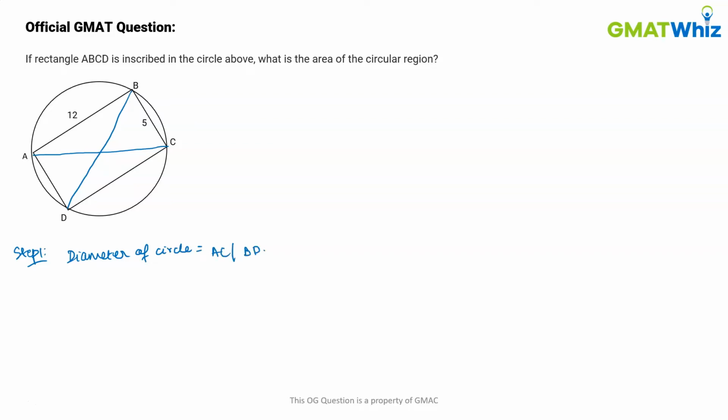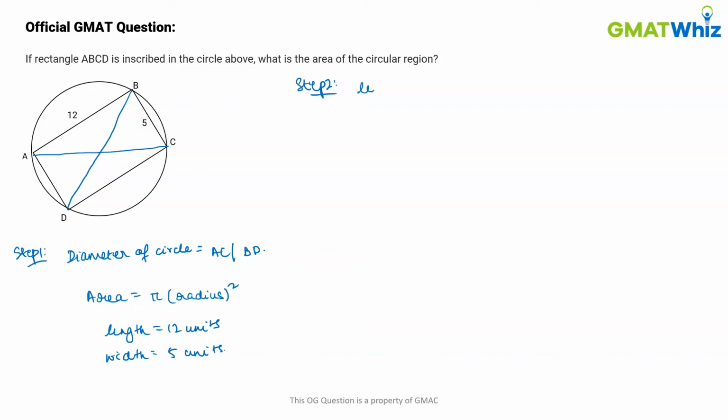Also, the area of any circle is given by pi times the square of the radius. Here, the length of the rectangle is 12 units and the width of the rectangle is equal to 5 units. Now, let's move on to step 2 and understand how to proceed with the solution.